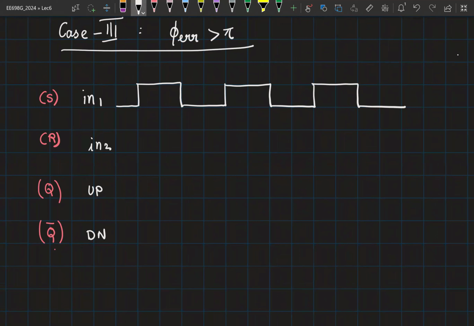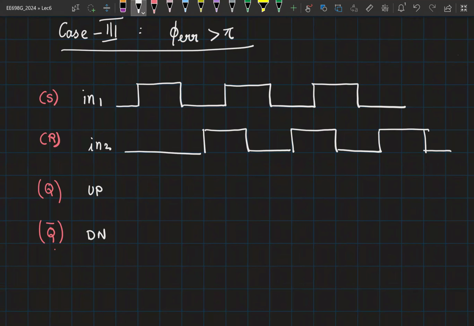Let's say this is my in1. I've sketched my in2. So let's start plotting up from this point. So S is 1, R is 0. What is the output? This is 1. So it remains still 1 till here.